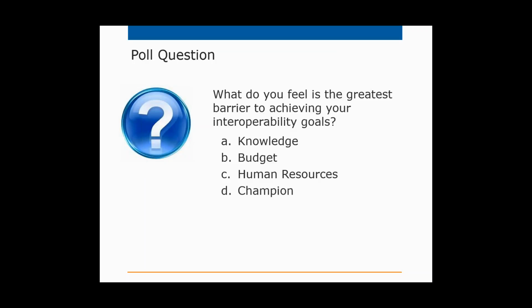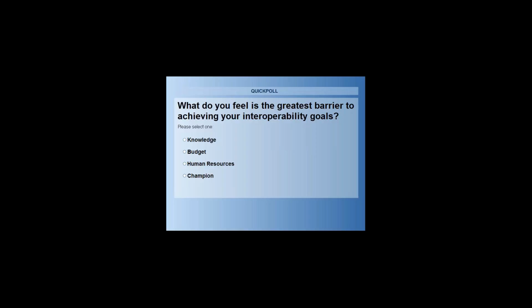So I'd like to know from the group, if you don't mind, what do you feel is the greatest barrier to achieving your interoperability goals? These are the things I usually see, so you can choose one as it fits: knowledge, budget, human resources, or are you missing a champion, that administrative person, that leadership person who is behind this and helping you move that along? So I'll give you a moment to do that. And again, as during the last poll question, I'll give you the opportunity to see if there are any questions. So if you have a question, please just go ahead and enter that in the chat box, and I'll be happy to answer that.